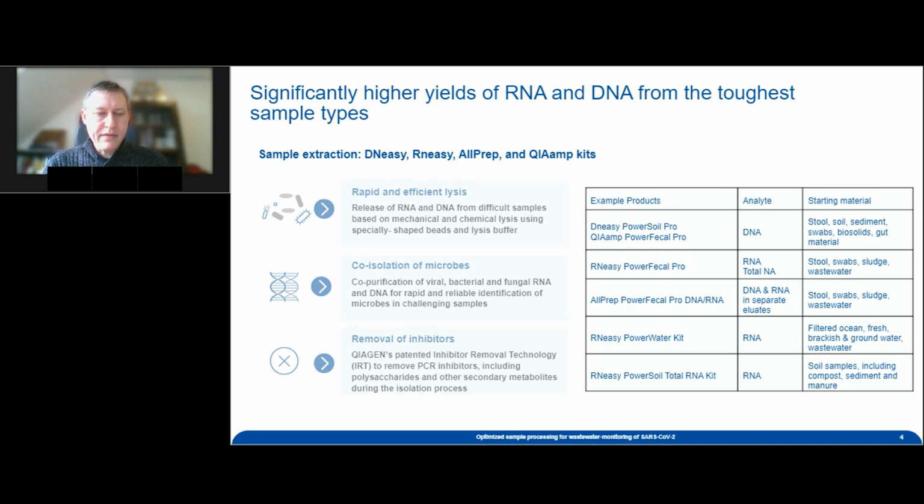And the last kit that we have here on the list is the RNase Power Soil Total RNA Kit. And this is for RNA from soil samples, including from compost and manure, especially dealing with larger input amounts. And you can go up to multiple grams of material that you can extract RNA from.